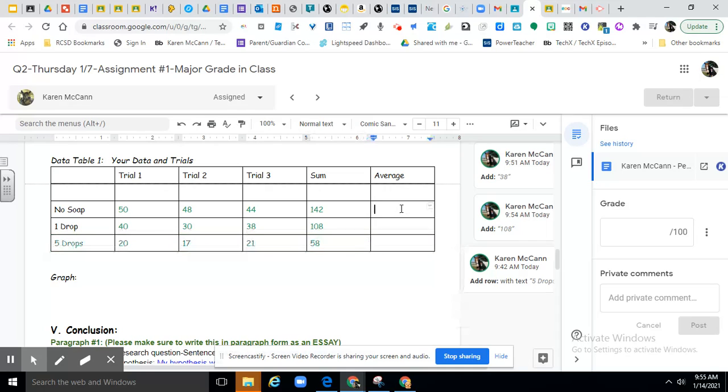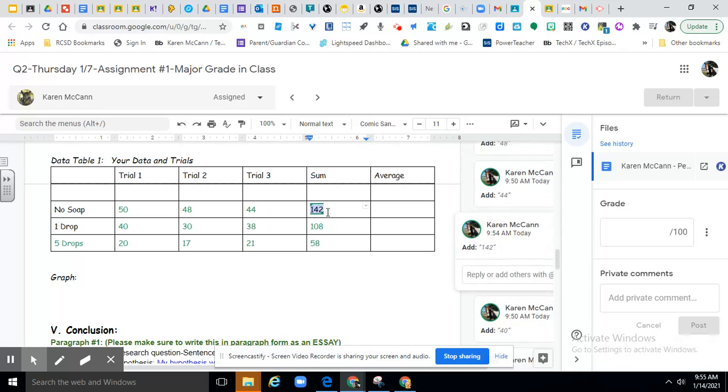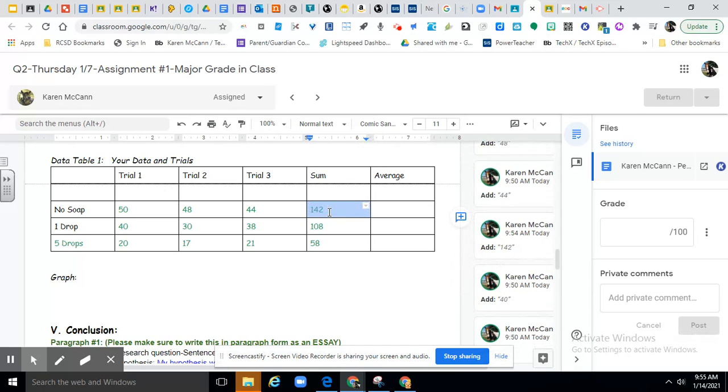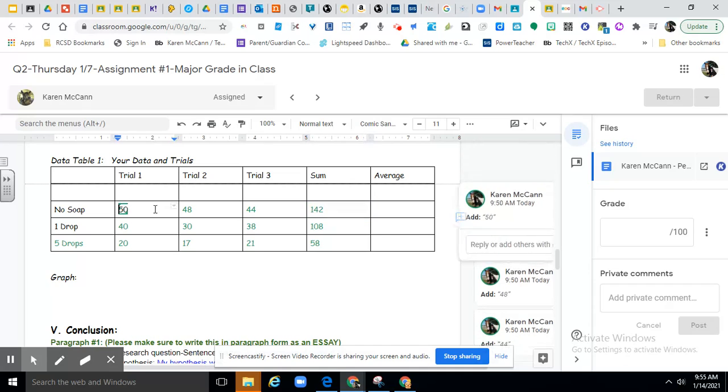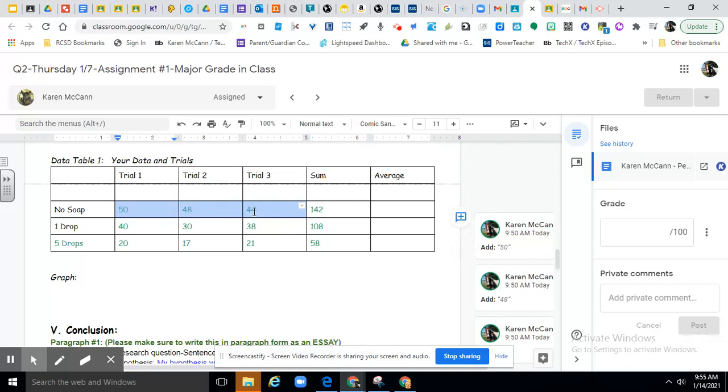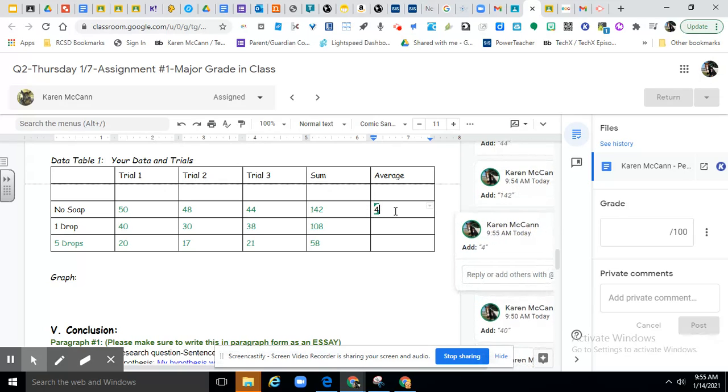Now you're going to find the averages from each of your sums. So I'm going to take this number, 142, and I'm going to divide it by 3. I'm dividing it by 3 because I added these three numbers together. So since I added three numbers together, I divide the total by 3. And my answer is 47.3. Now it really says 47.33333.